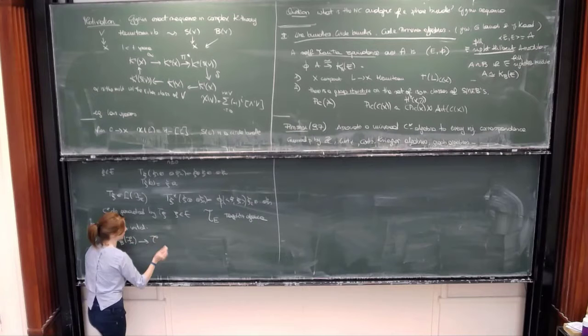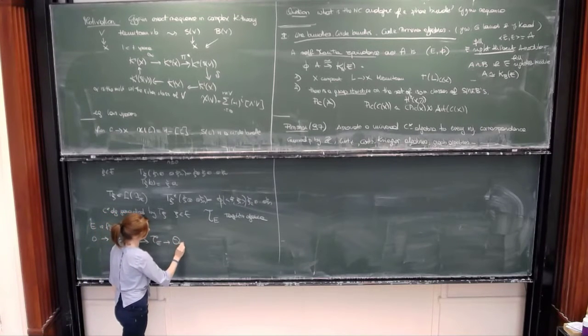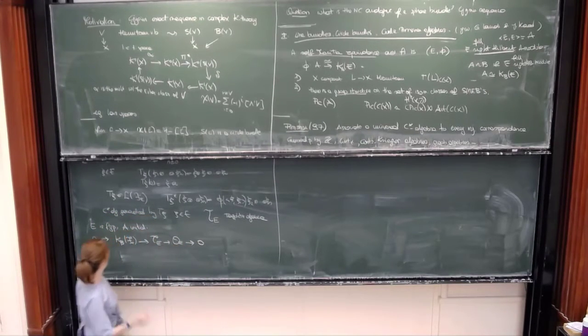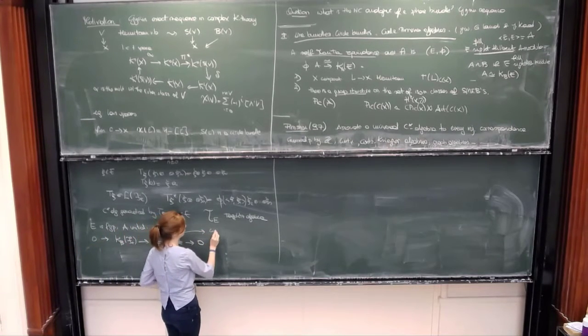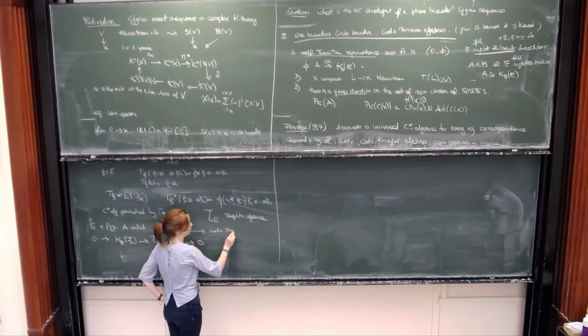And one obtains an extension, and the algebra in the quotient is the Cuntz-Pimsner algebra of the module E over A.